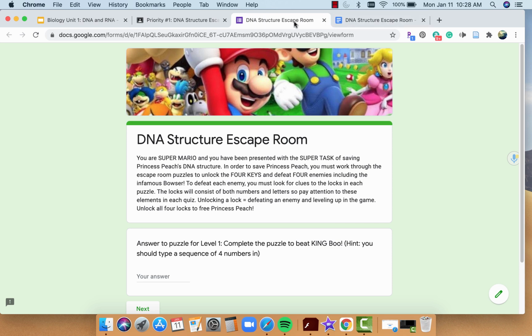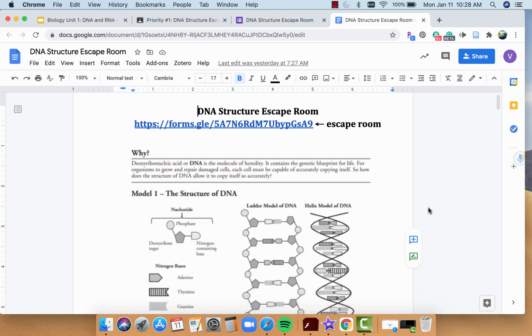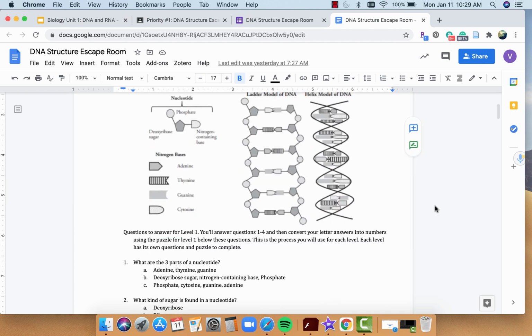You should have the form open and the DNA structure escape room Google Doc. DNA, or deoxyribonucleic acid, is the molecule of heredity. Heredity is genetics, so this is how your genetics get passed down from parent to offspring, children. DNA contains the genetic blueprint for life. For organisms to grow and repair damaged cells, each cell must be capable of accurately copying itself. So how does the structure of DNA allow it to copy itself so accurately? That's part of what you're going to learn.